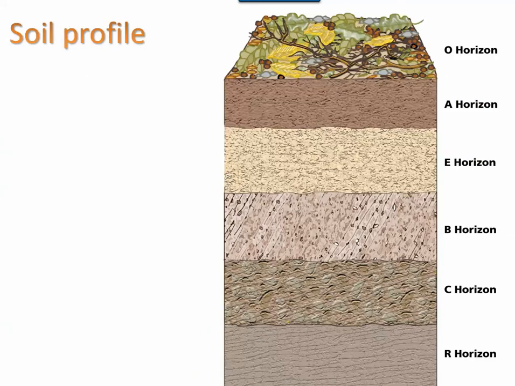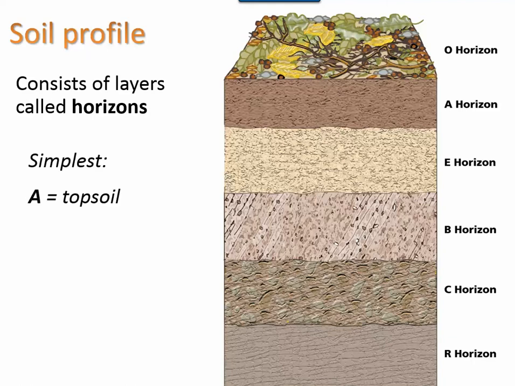Soil profile explains to us or describes how different layers in the soil compare to each other and what their different properties are. These layers are called horizons, and in the simplest model of this, A is called your topsoil, and it's just the dirt that you see on top. B is the subsoil. C is the parent material.